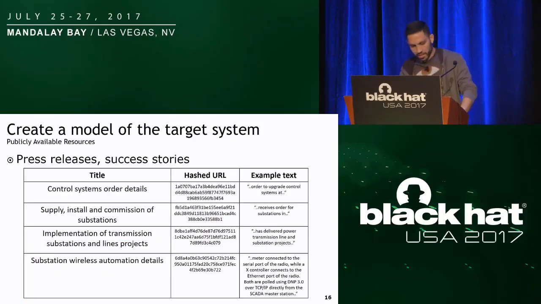We can also extract data regarding a power system from information released to the press, and such information can be, for example, newsletters, press releases by system operators, success stories by the vendors who installed the components in the system, corporate presentations, and even webinars. Some examples are shown here, and they include control system order details from the media centers of vendors, and stories about the supply, install, and commissioning of substations, and implementation of transmission substation and lines projects.